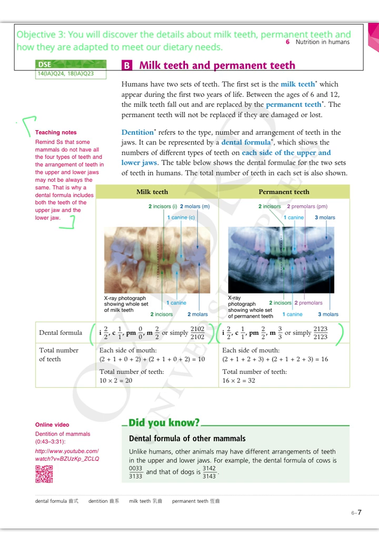The dental formula varies among animals. For example, cows would be 0033 and 3133, reflecting their grazing habits where they need strong molars to grind grass. For dog, it is 3142 and 3143, specially designed for tearing and chewing meat.